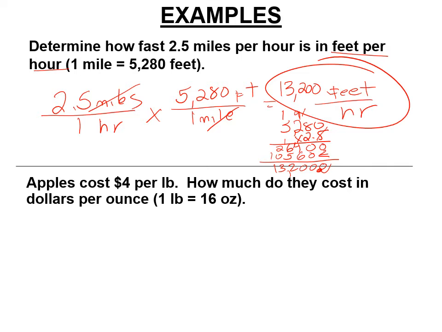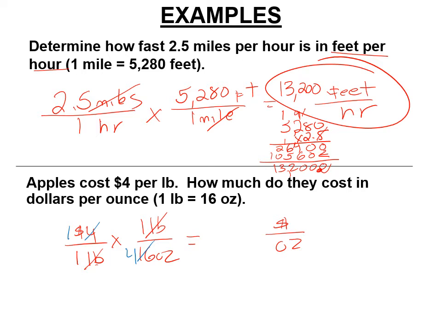Apples cost $4 per pound, so we're going to write the unit rate, $4 for 1 pound. How much do they cost in dollars per ounce? So we need dollars up here, but we have to cancel these pounds and turn them into ounces. So the 1 pound goes here, and the 16 ounces goes there. So we can do some canceling, right? 4 goes into 4 once. 4 goes into 16 four times. Now the 4 is in the denominator, so this is 1/4 of a dollar per ounce.